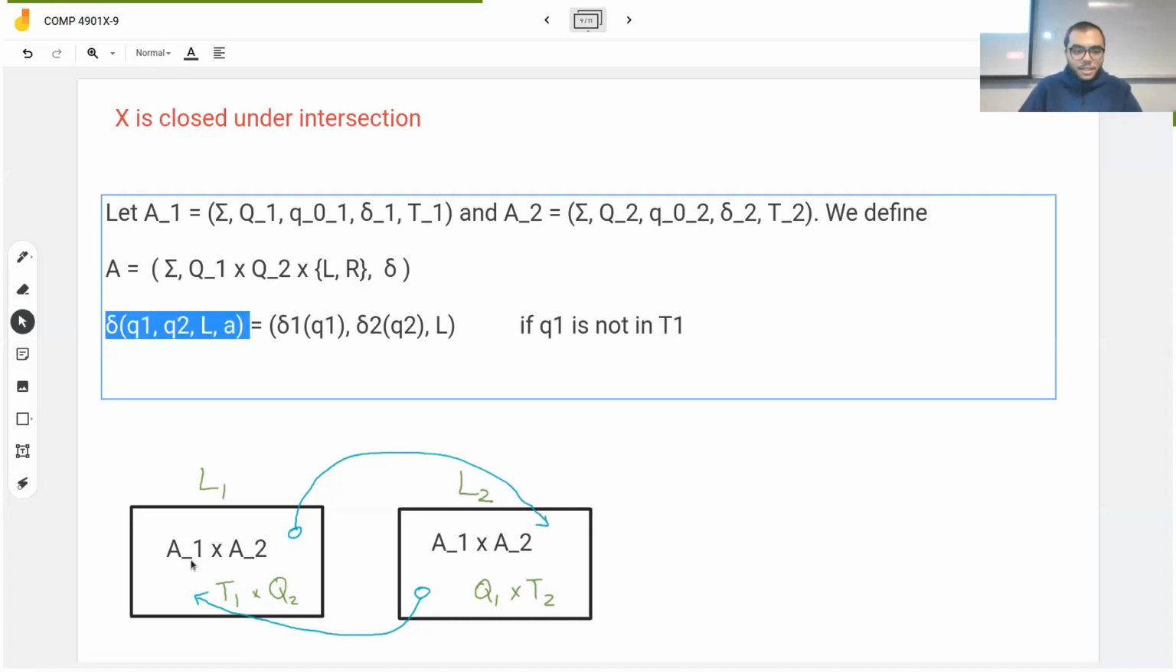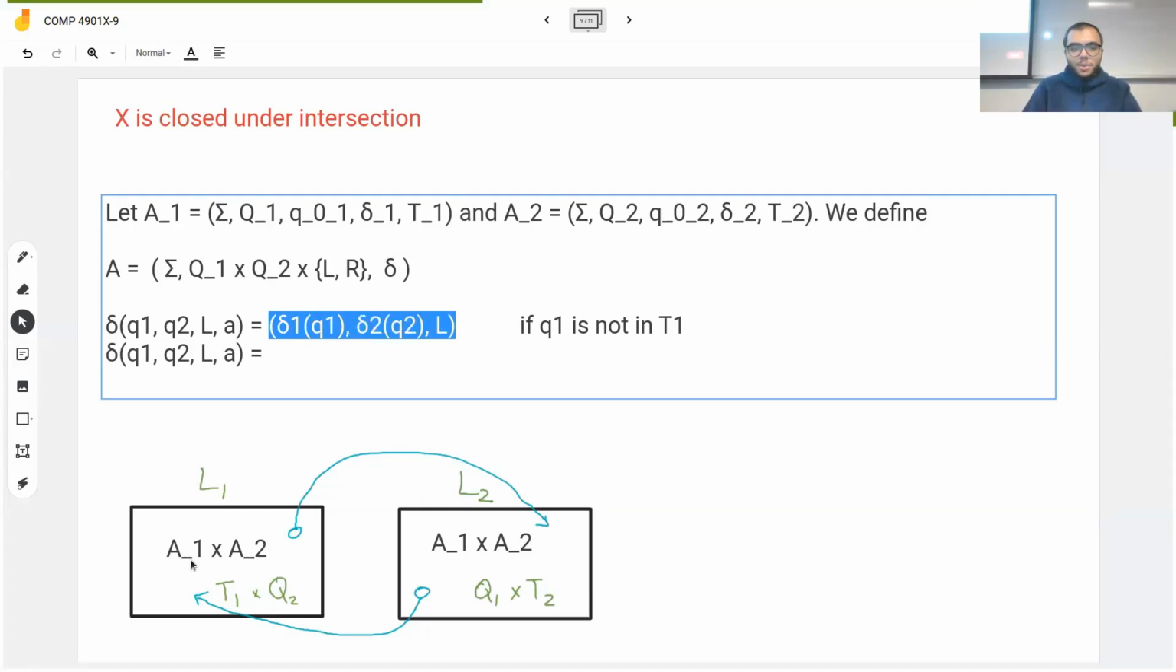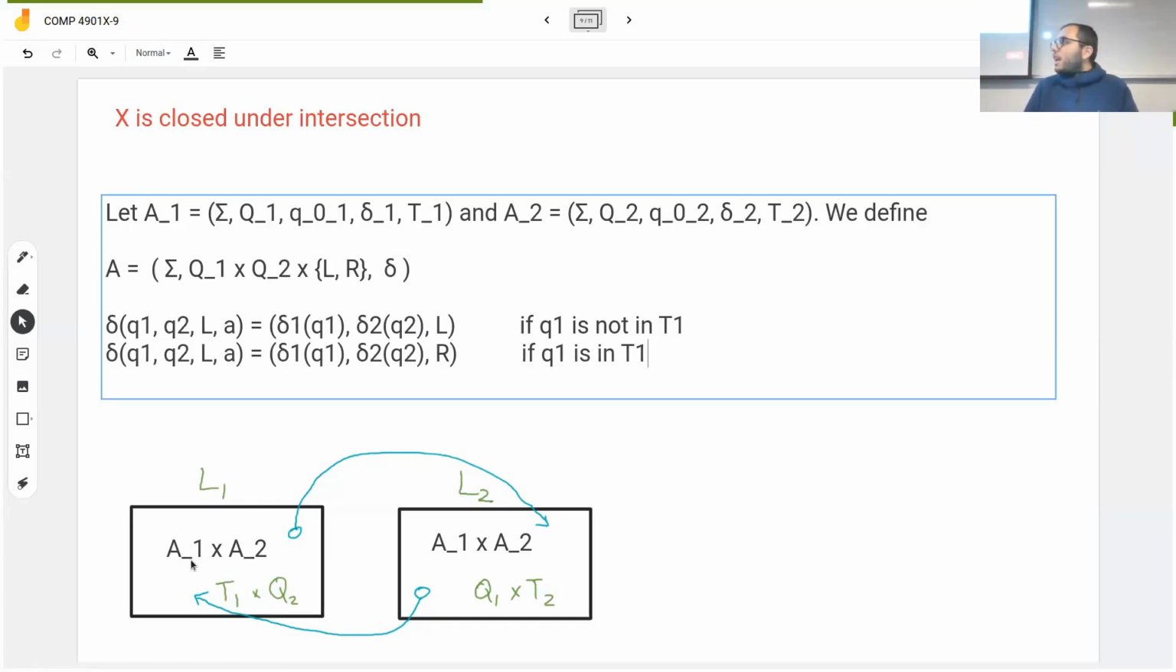But the other case is that this Q1 is actually in T1. And if that's the case, then I'm going to continue my simulation, but I'm going to now switch to the right-hand side. And this is if Q1 is in T1. So you see, I'm just doing my simulation. It's just that I have two copies. And in the left copy, whenever I reach a target of my first automaton, I switch to the right copy. In the right copy, whenever I reach a target of the second automaton, I switch back to the left copy.